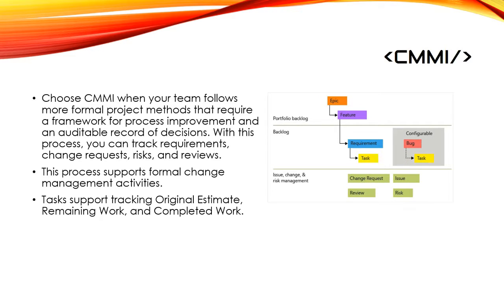Now, let's talk about this diagram. So, again, you have an epic and a feature. Instead of being called a user story, it's called a requirement. You'll have tasks again with that. Also, one thing in your backlog, you have a bug with subset tasks underneath that. But for your issue, change, and risk management, you have 4 different items here. You have a change request, you have a review, you have an issue, and you have a risk.